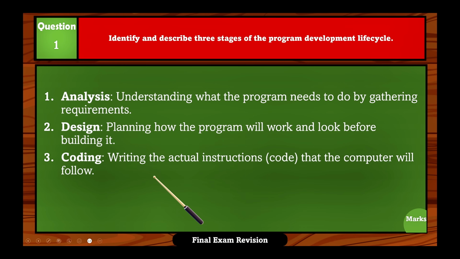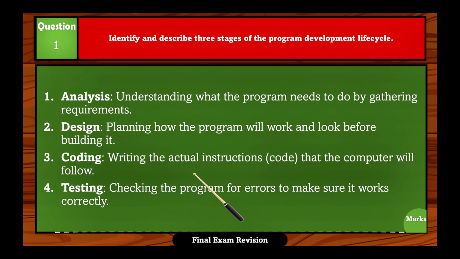Third stage is called the coding stage. So writing the actual instruction of the code that the computer will follow. So in this stage, we write the code for the program using some programming language, let's say Python, C# or any other programming language. Last stage is called the testing stage. In this stage, we check the program for the errors to make sure it works correctly.